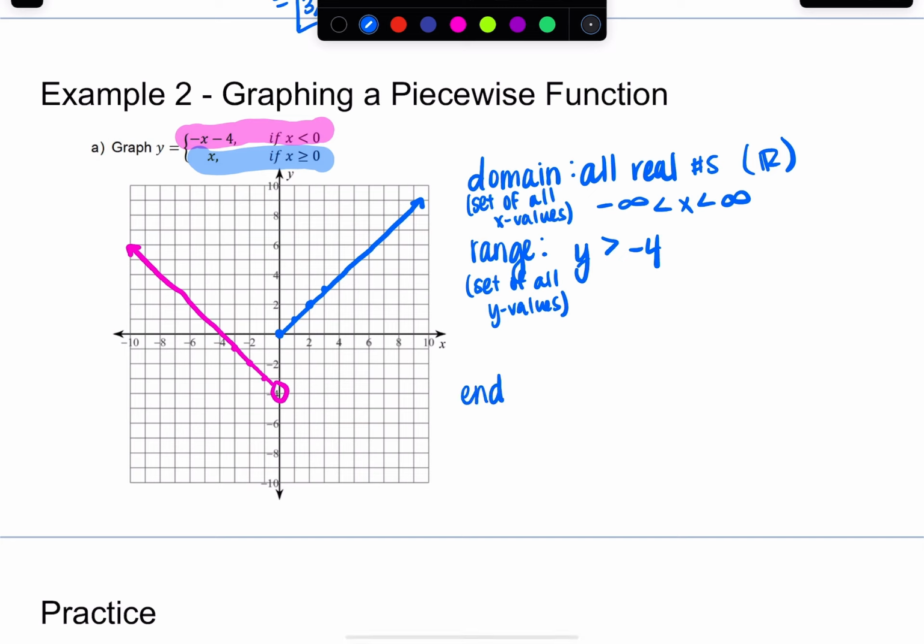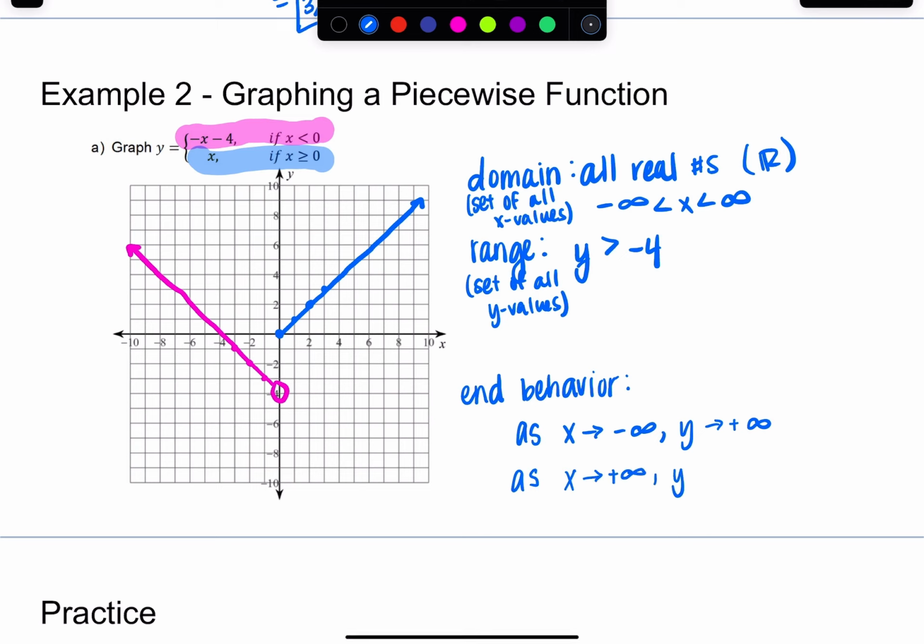Okay, and then we're also going to look at end behavior. So as x approaches negative infinity, my left tail is going up, so y approaches positive infinity. And then as x approaches positive infinity, my right tail is also going upward, so y is approaching positive infinity. With piecewise, you can have tails facing different directions. Absolute value functions are always going to face the same way, but with piecewise, they could be one positive, one negative.